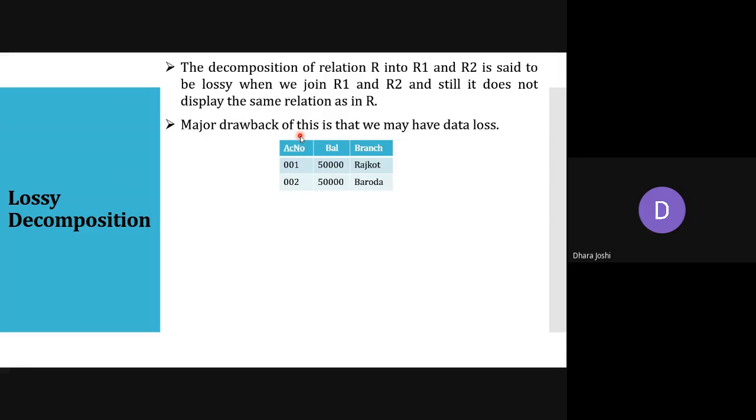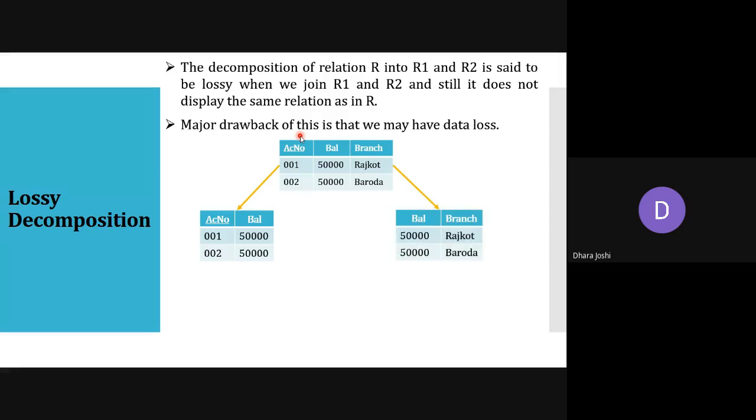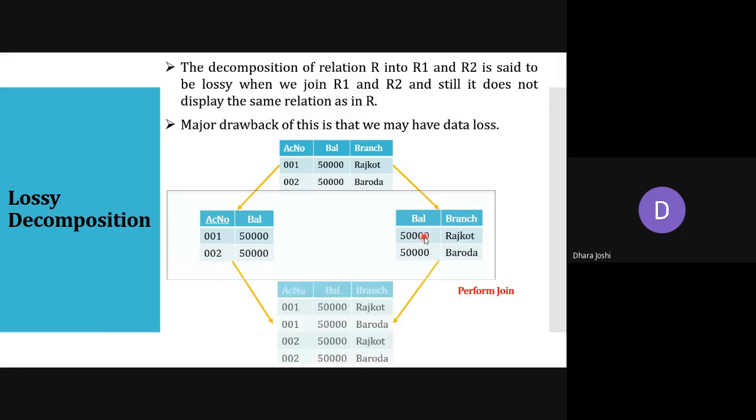We have taken this example: account number, balance and branch. We have divided it into two different relations. This is R1, and balance and branch is R2. Now, once we merge these two tables together, R1 and R2, which I am highlighting right now, if we perform a join on these two tables, we get this as a result.